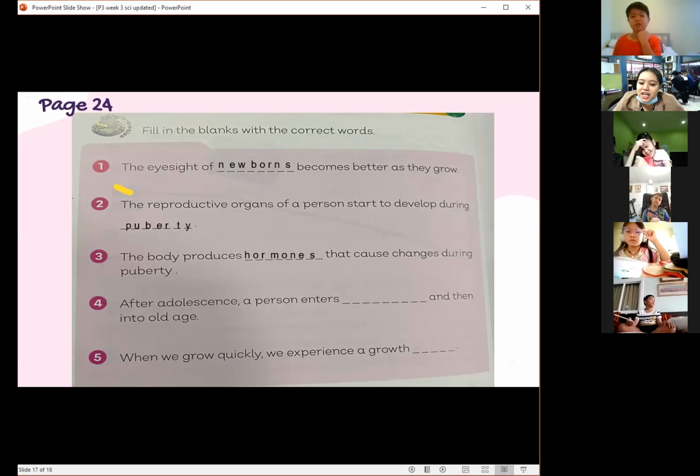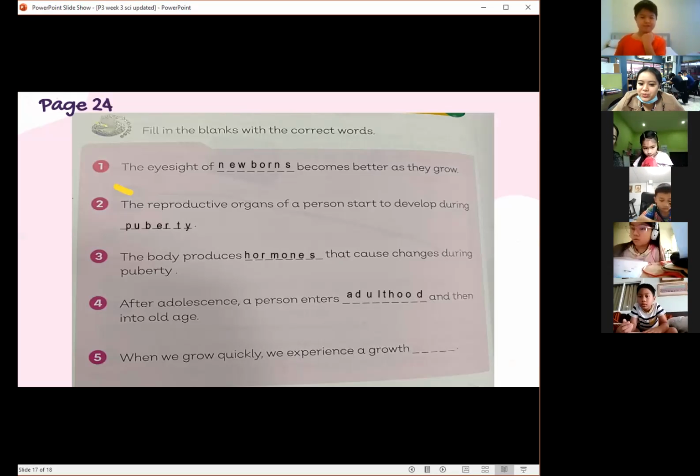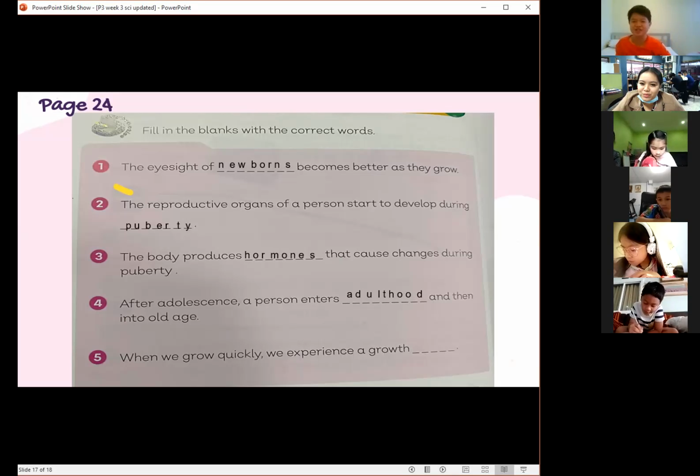Okay, now for number 4. After adolescence, a person enters blank and then into old age. Adulthood. The answer is? Adulthood. You think number 5, I can answer. You are fast. We will answer some of the questions on your workbook next week, okay? Today, just the class book. Next week, we'll answer your workbook, the other book.